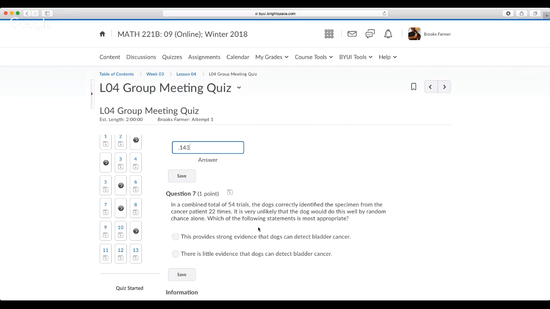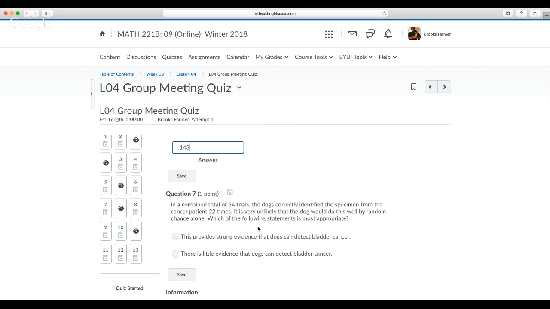What do you guys think? I mean, 22 out of 54, that's a little less than half. Yeah, it does say that it is very unlikely that the dogs would have done this well by random chance alone. I wouldn't say there's strong evidence. Let me do some quick calculation. You've got 54 trials, and you have a 1 out of 7 chance.